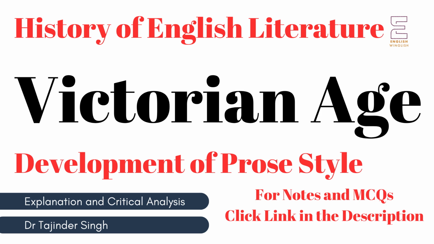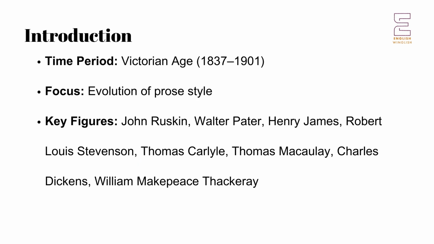And in this video, we are going to discuss the development of prose style in the Victorian age. Introduction. The Victorian age, 1837 to 1901, named after Queen Victoria's reign, was a period of profound cultural, social, and literary transformation in England. This era witnessed significant developments in literary prose, marked by a dominant middle style and notable departures into more ornate and scholarly expressions.